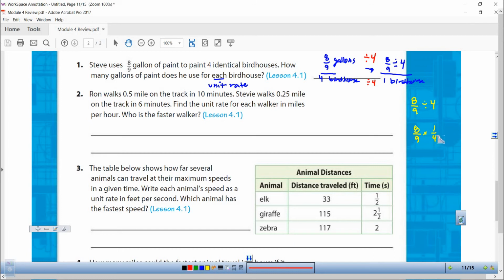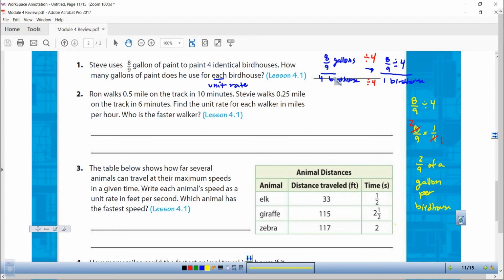And we know when we are multiplying, we can simplify before we multiply. 4 goes into 4 once. 4 goes into 8 2 times. And what do I end up with? I end up with 2/9. So what does that mean? Not 2/9 of a birdhouse. 2/9 of a gallon per birdhouse. Okay? 2/9 of a gallon per birdhouse.